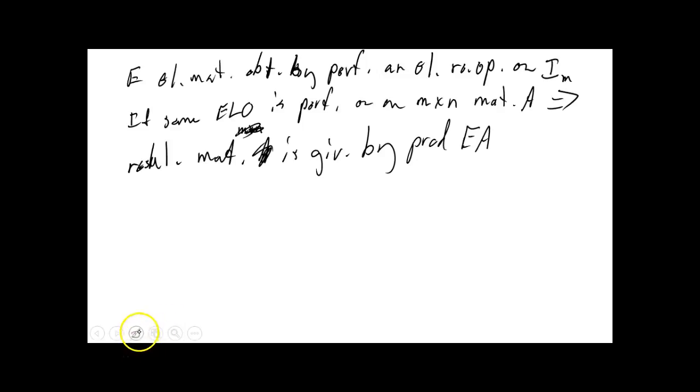So I think I'll clean the board. All right. Okay. Find a sequence of elementary matrices that can be used to write the matrix A in row echelon form. Now they didn't say reduced row echelon form, row echelon form. What's the difference between reduced row echelon form and row echelon form?